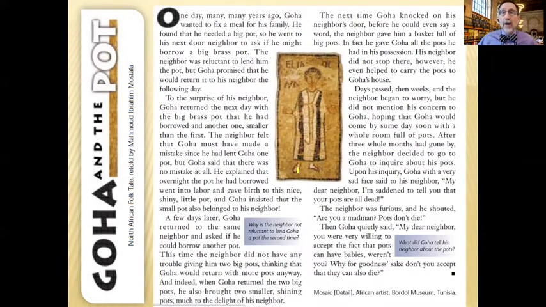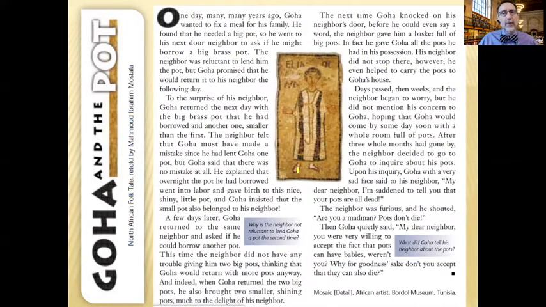After 3 whole months had gone by, the neighbor decided to go to Goha to inquire about his pots. Upon inquiry, Goha, with a very sad face, said to his neighbor, "My dear neighbor, I am saddened to tell you that your pots are all dead." The neighbor was furious, and he shouted, "Are you a madman? Pots don't die." Then Goha said very quietly, "My dear neighbor, you were very willing to accept the fact that pots can have babies, weren't you?"